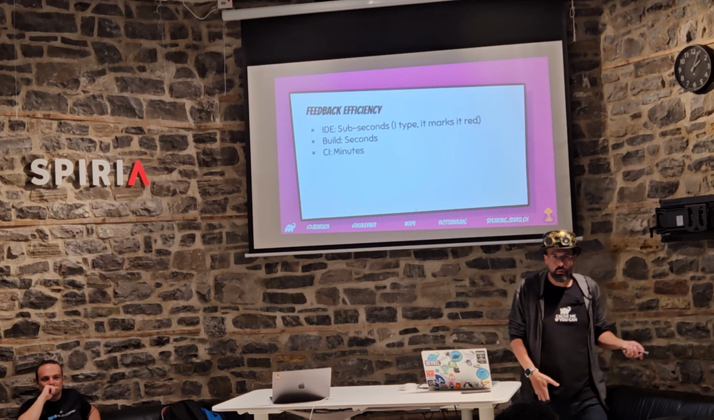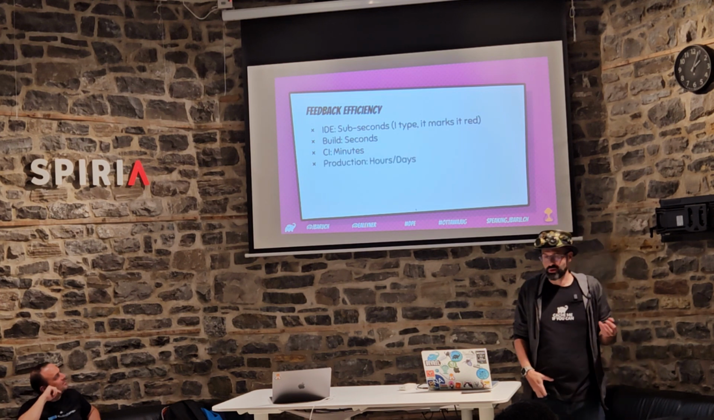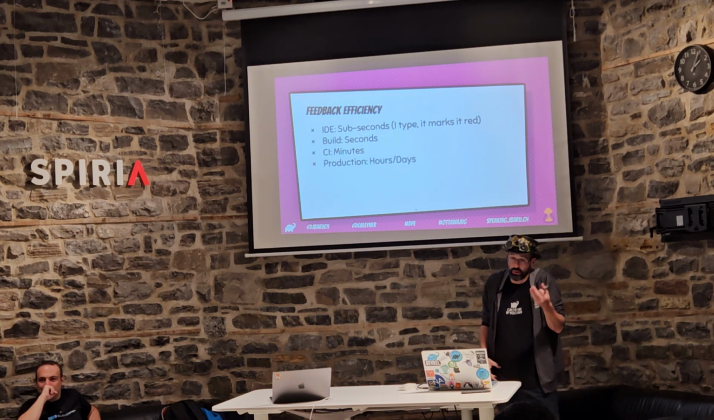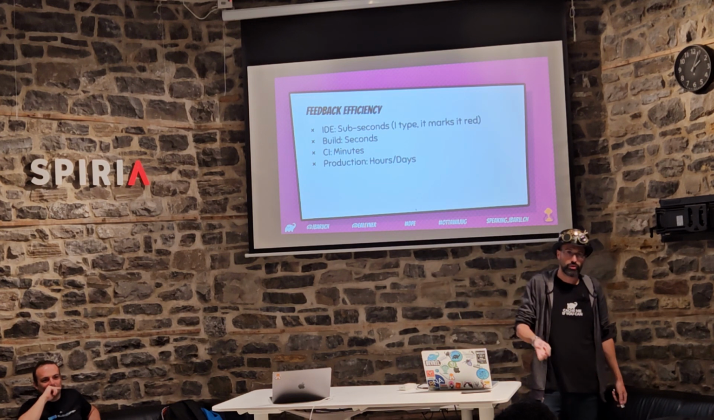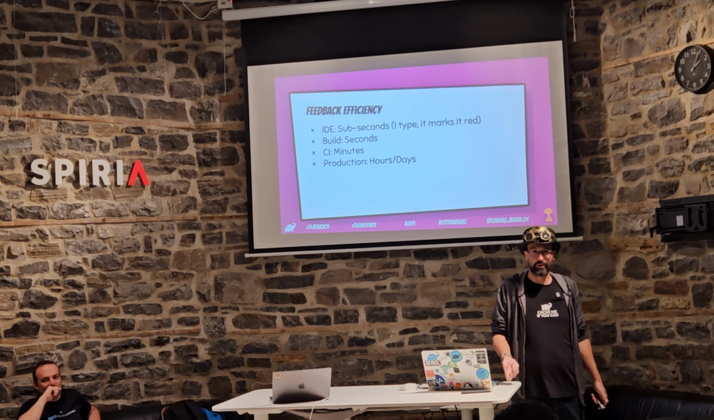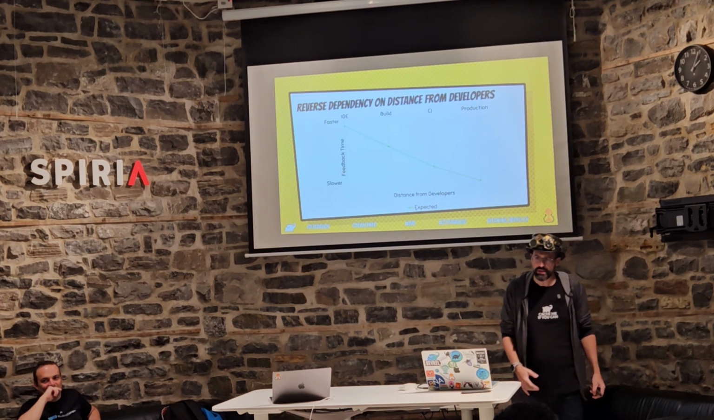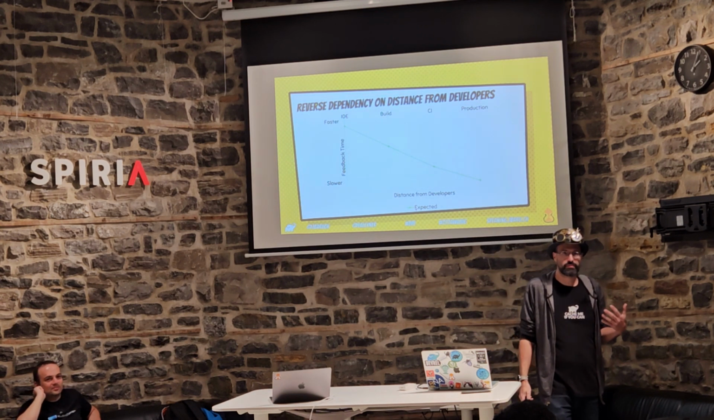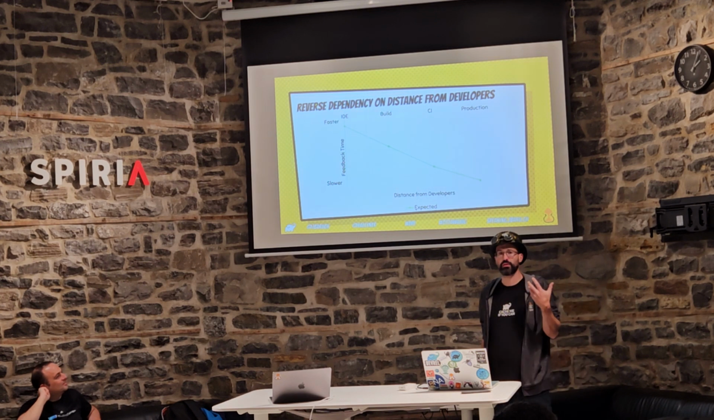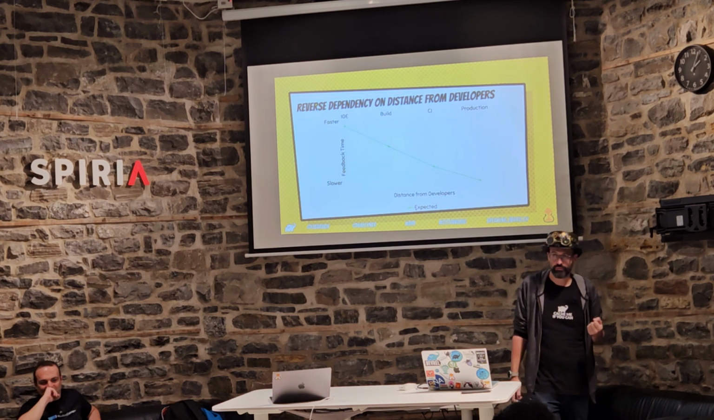CI minutes to hours, we don't wait for CI. And obviously production hours and days, and we don't wait for it. That would be funny if for any line of code you would wait to see it in production before doing something else. That probably won't work. So it's kind of a reverse dependency on distance from developers. The closer our feedback type is to developers, the faster we expect it to be.